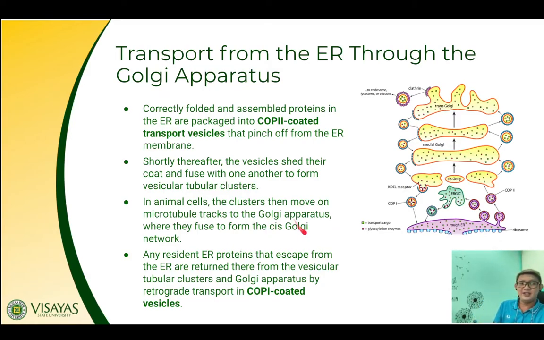Any resident ER proteins that have already escaped or have been included in the vesicle will be delivered back to the rough ER via retrograde transport in COPI coated vesicles. If there is something that should not be included here and needs to be returned, then it could be returned to the rough ER through the COPI coated vesicles.